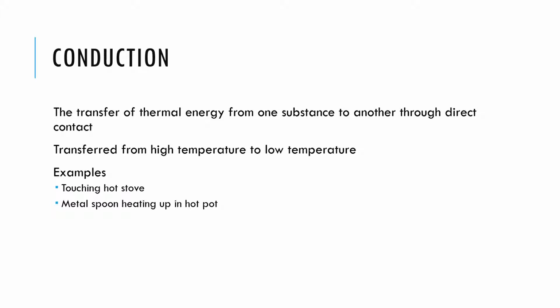The first kind is conduction. This is the transfer of thermal energy from one substance to another through direct contact, so these objects have to actually touch. Like we said before in a previous note set, the energy is always going to be transferred from a higher temperature to a lower temperature to try to hit thermal equilibrium. Examples are touching a hot stove, or a metal spoon heating up in a hot pot. Anything that you touch and you feel that heat directly, that is conduction.